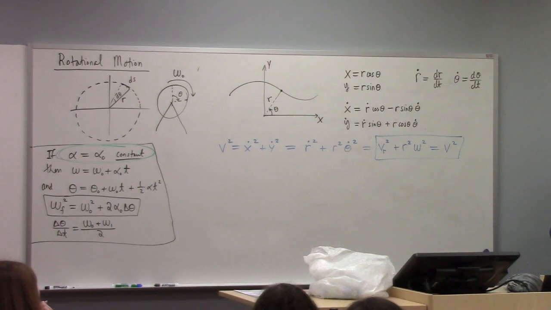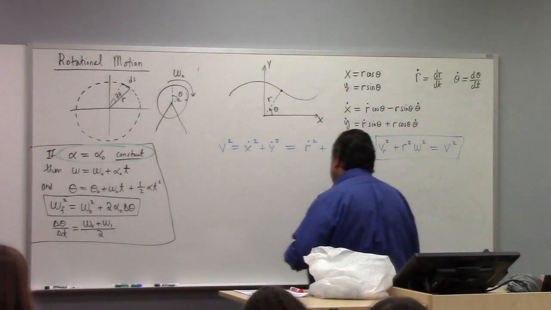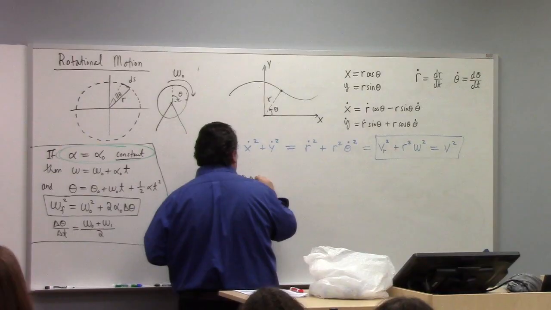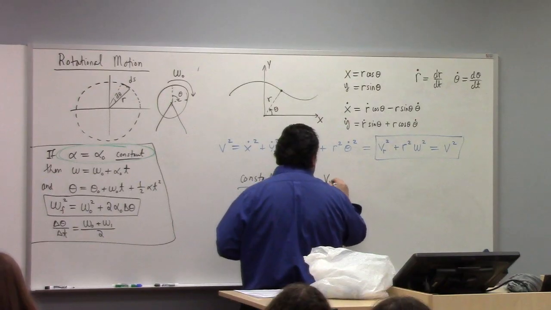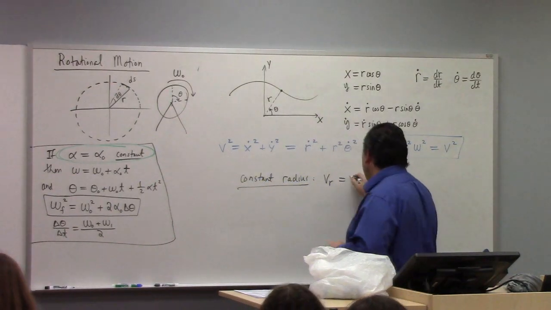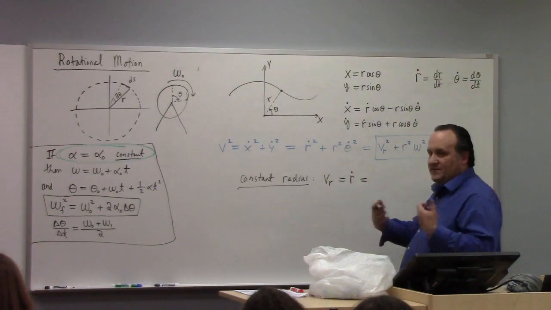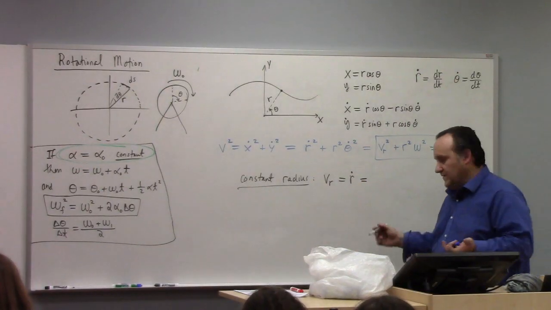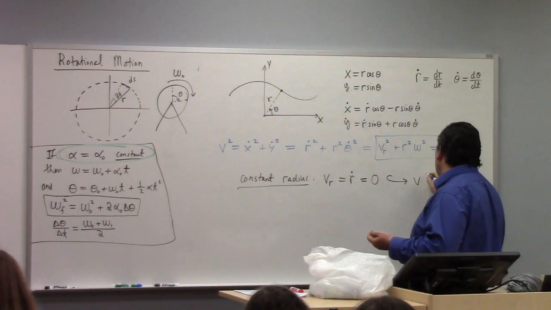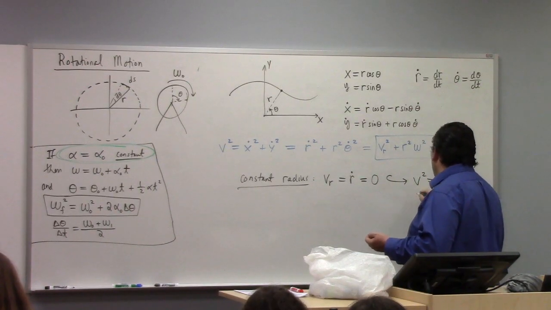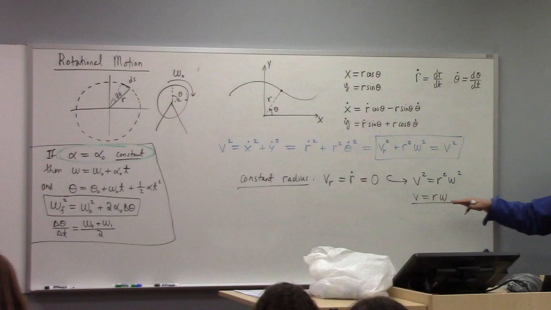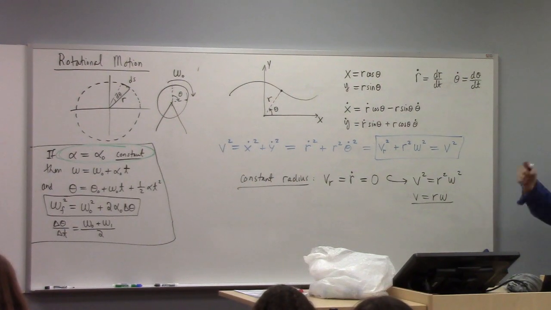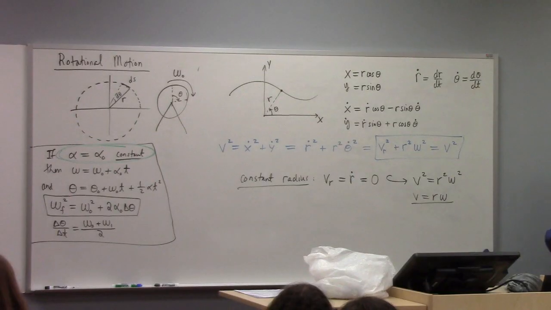In the case that we have constant radius, what's v_r when you have constant radius? If r is constant, r dot is 0. And so the speed squared is simply r squared omega squared, and we're back to where we were earlier today, namely that v is equal to r omega. But please beware that this is only for a circular arc, where the radius is not changing relative to the origin of the system you're thinking about.